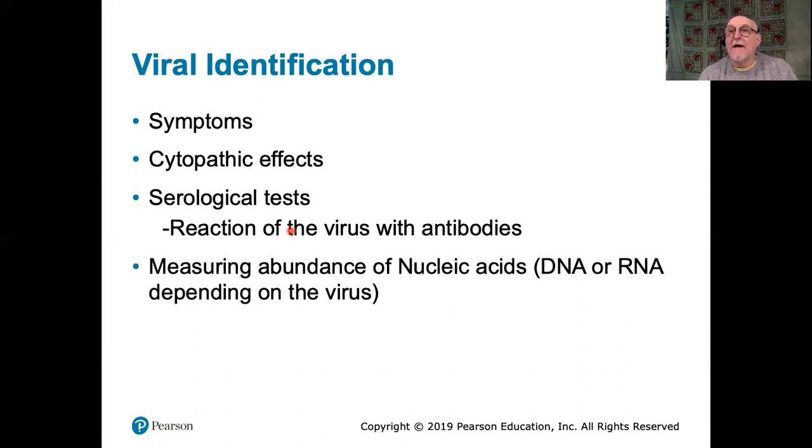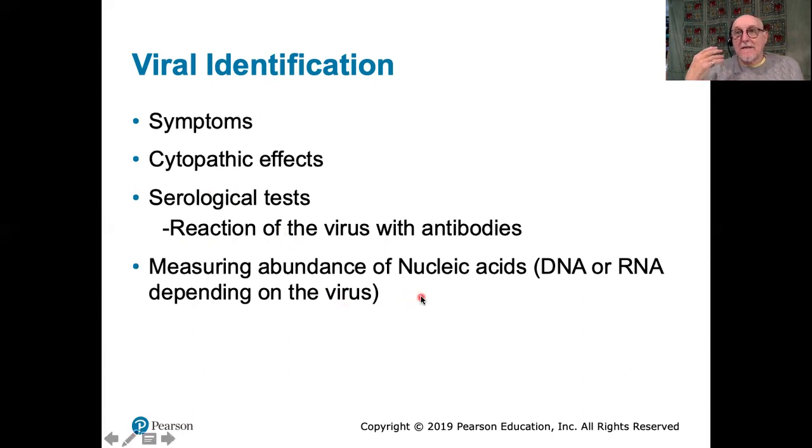For example, ELISA tests are one big group of clinical laboratory tests which are done for HIV, also for herpes, all sorts of things. We do ELISA tests, and those are serological tests using antibody from a known source to identify an unknown virus.